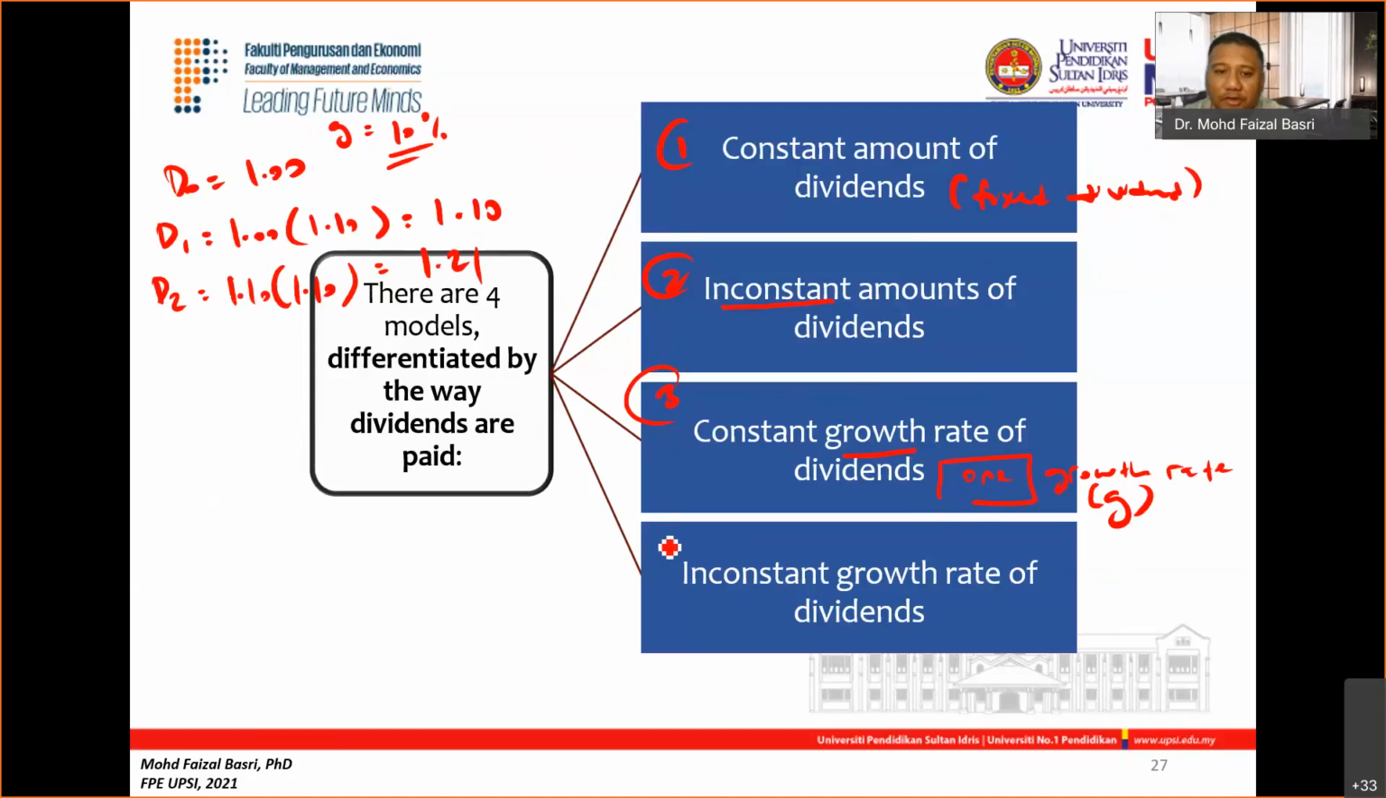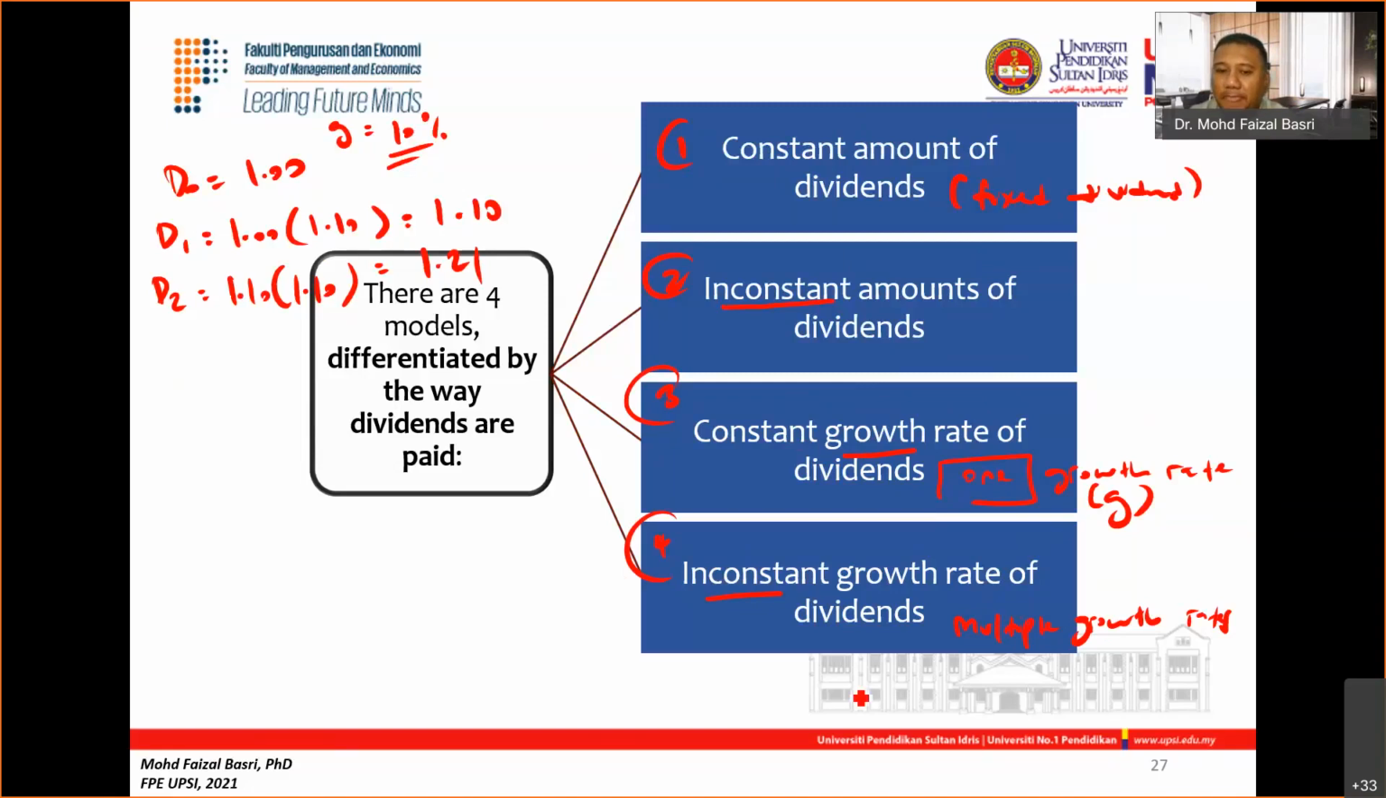Okay, but for the fourth model, it is inconstant growth rate. So meaning they're gonna have more than one, or sometimes we can call them multiple growth rates. So instead of one for the fourth model, they're gonna have more than one. It can be 2, 3, 4, even 5 growth rates. So meaning the growth rates will change from one year to another.